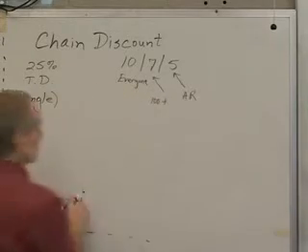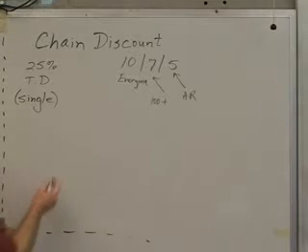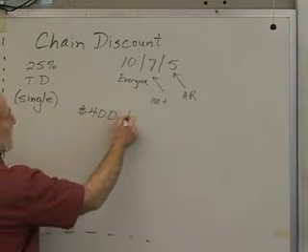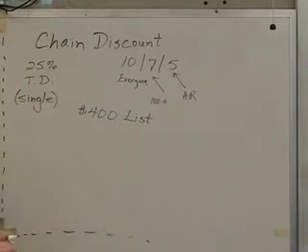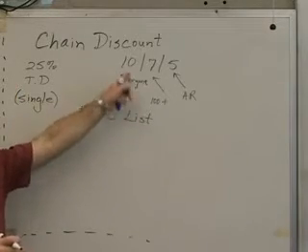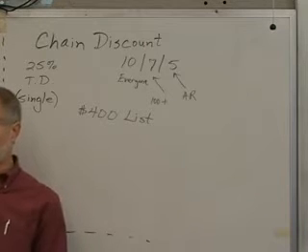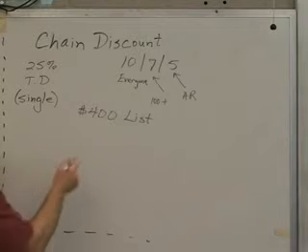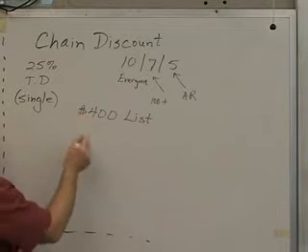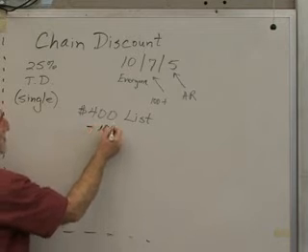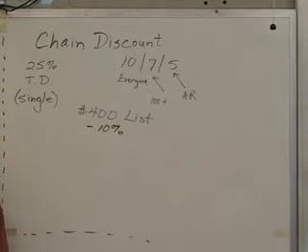Let's say there were a $400 list, and let's say we got all three of those chain discounts. How many of you have a simple calculator? Let's do it the simple calculator way, and then I'll show you the other way, which we need to know anyway. Let's take 400 minus 10%. If we knock 10% off 400, we should get 360. Does that sound right?